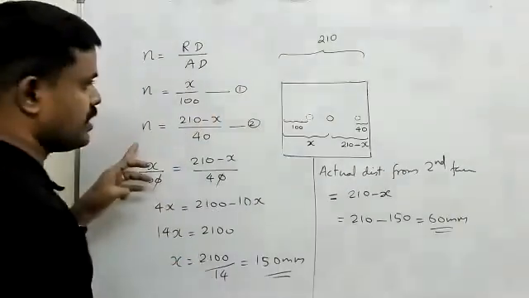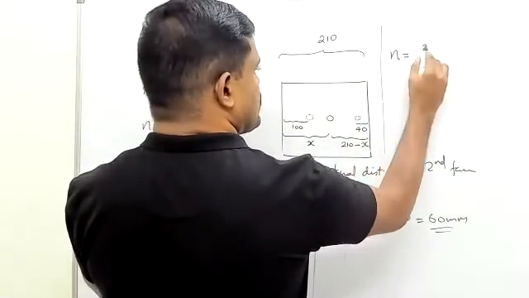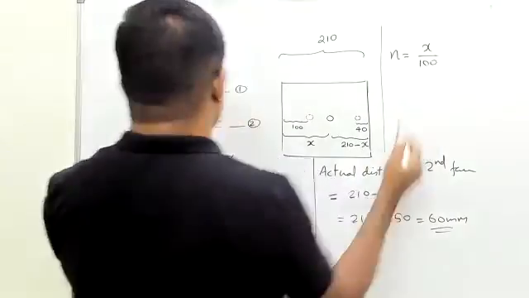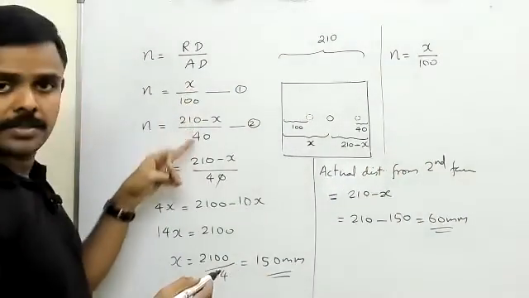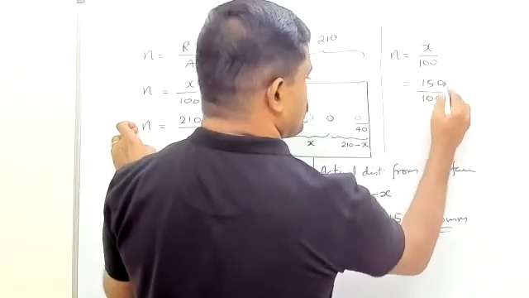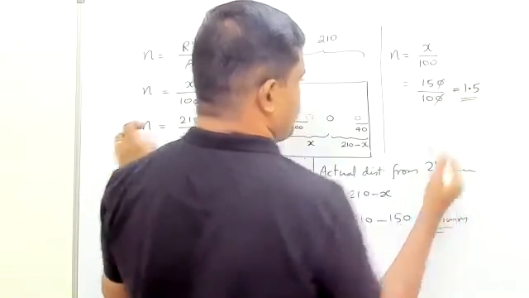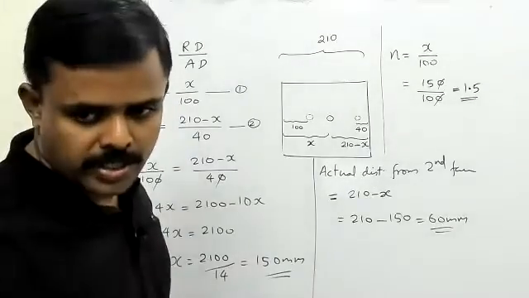Also, you've been asked to find the refractive index. It's easy to find out. You can use either of these equations. n is equal to x by 100. So x is 150 by 100, the zeros cancel, and that gives you 1.5. The refractive index is 1.5. It's a 3-mark question. Did you understand?